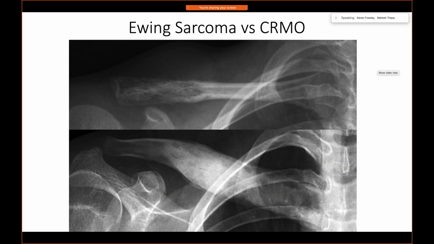But can you get Codman's triangle? And I think you can with other lesions. It doesn't really mean it's necessarily a tumor. It just means it's rapidly growing. I've got an aneurysmal bone cyst in the lateral. Yeah, I could see infection can give you Codman's triangle. It just means that it's an aggressive lesion.